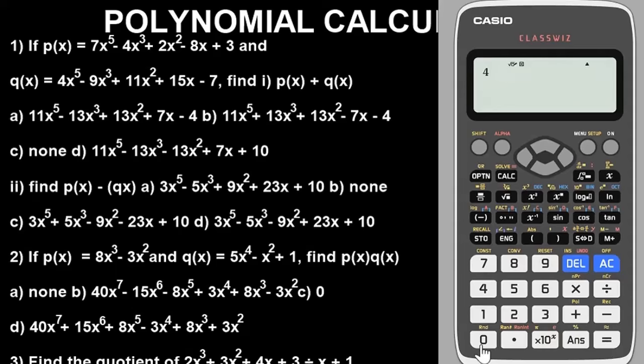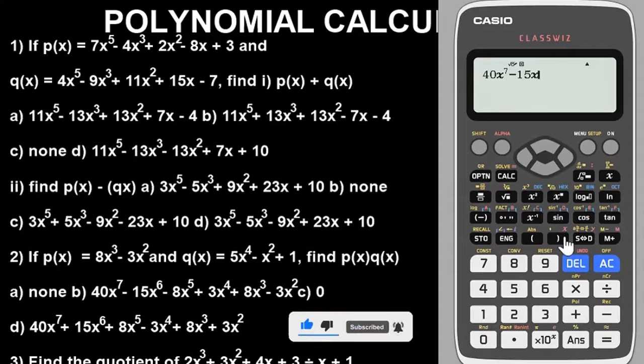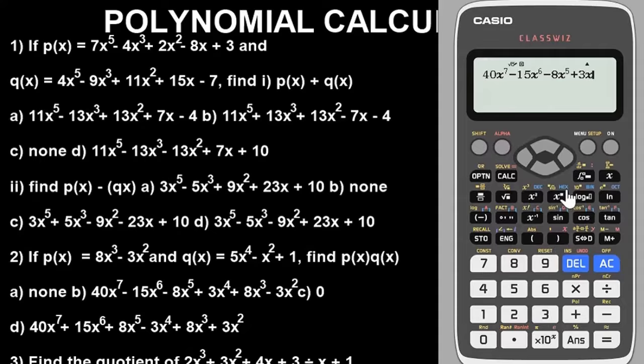option B fast, guys. 40x alpha x raised to power 7. I wish somebody would be calling this out for me, so I'll be very, very fast entering it here. Minus 15x raised to power 6. Minus 8x raised to power 5. Okay, guys, plus 3x raised to power 4.